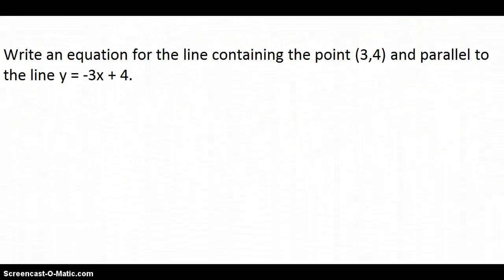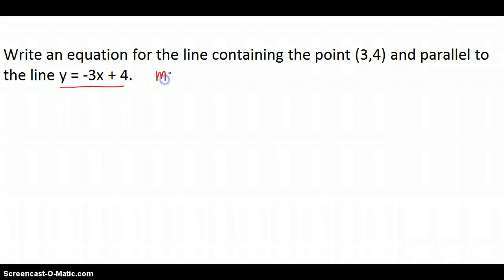Our second question in this section is to write an equation for the line that goes through the point 3, 4 and is parallel to the line y equals negative 3x plus 4. So again, we want to ask ourselves the same three questions before we actually start. The first question, what is the slope of the line that they give us? So I look at the equation that they already have written for us. Again, it's already in slope-intercept form because the y is by itself.